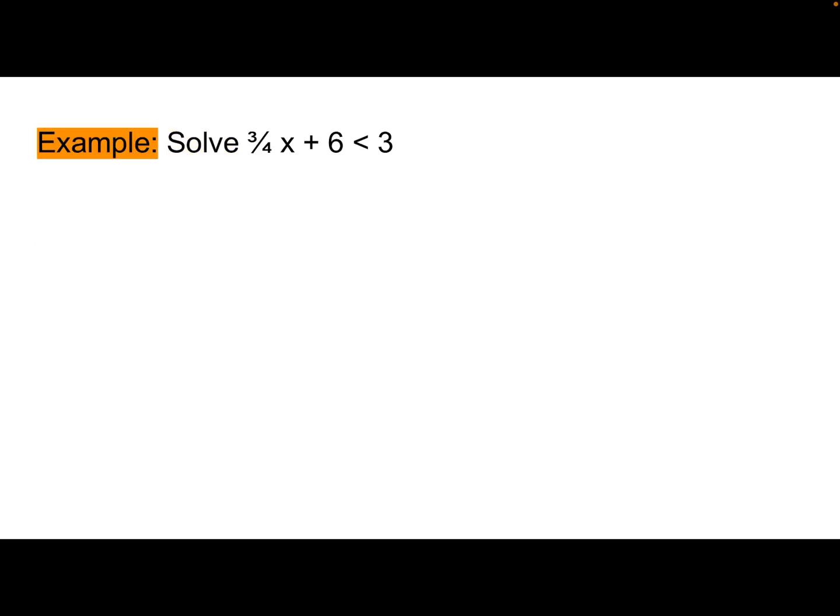So, for example, let's solve the inequality 3/4 x plus 6 is less than 3. All right, so I'll make a line down here as I always do. Now, just like with equations, we want to start with our constant here. We want to start with a whole value. So I'm going to subtract a 6 from both sides of our equation here. So now 6 minus 6 is 0. So on the left side of our equation, we have a 3/4 x. And on the right side of our equation, 3 minus 6 will give us a negative 3.